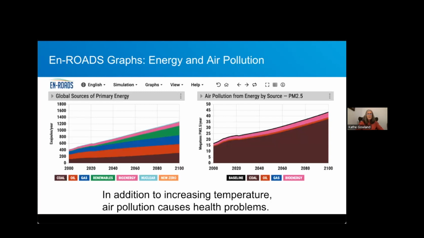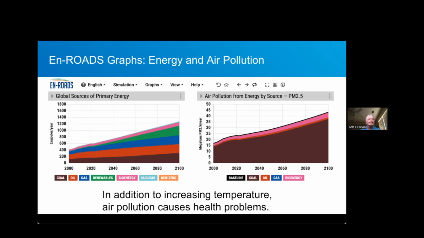And here you see two graphs from the En-ROADS model. The left graph shows global sources of primary energy, and below that you see the colored key. This represents our baseline or reference scenario, or our starting point for studying this future. If we don't take any actions, we're on a trajectory to need a big increase in energy from these sources, or about double what we're currently using in 2022. And we'll need that by the end of this century. You can see that the graphs both go out to 2100.